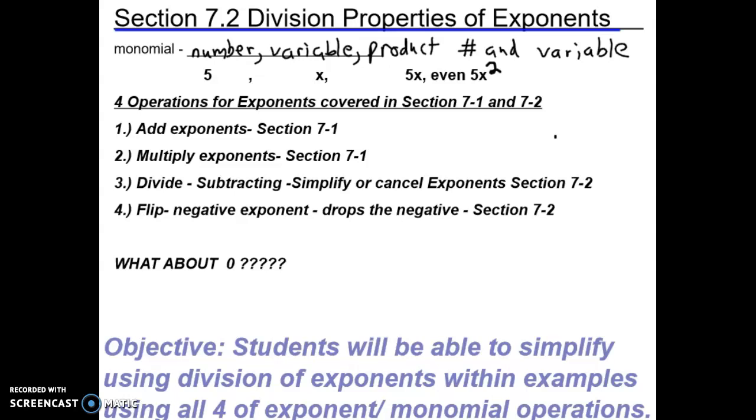Hello everyone, we're going to be covering section 7.2 out of your books, division properties of exponents. Before we start, I want to recap everything you should know about exponents and the operations, but also talk about this term called monomial.